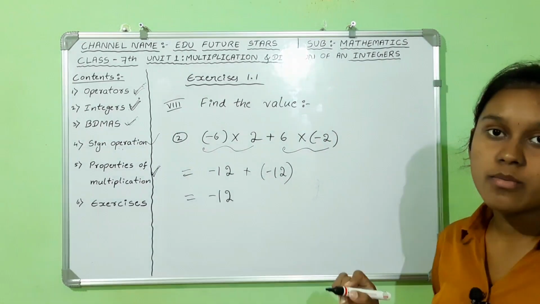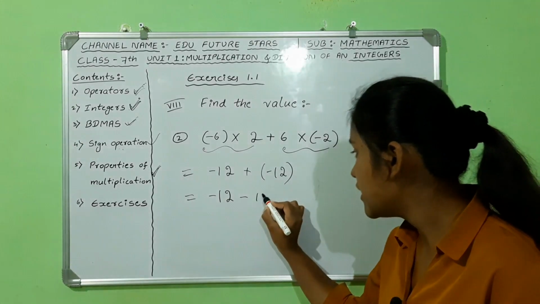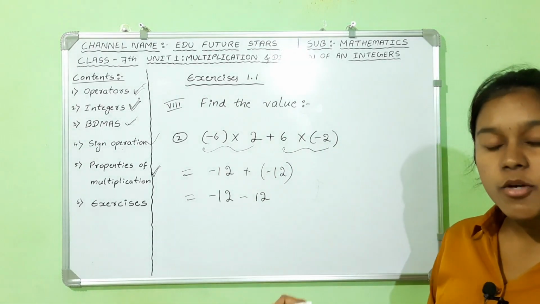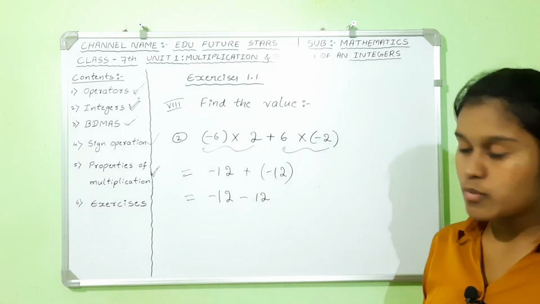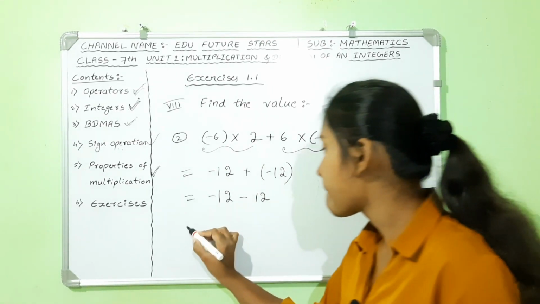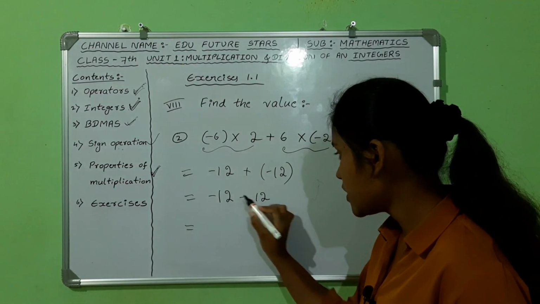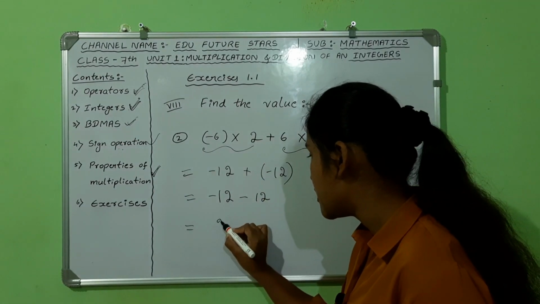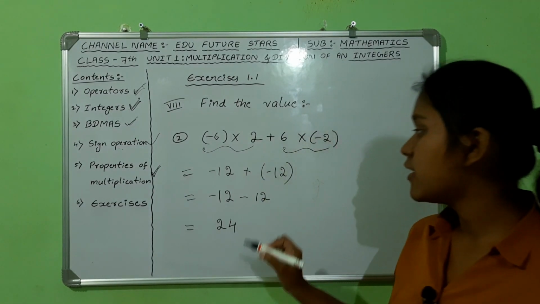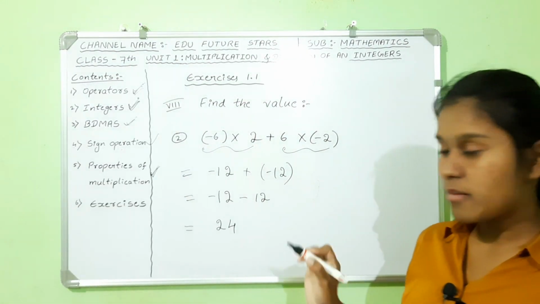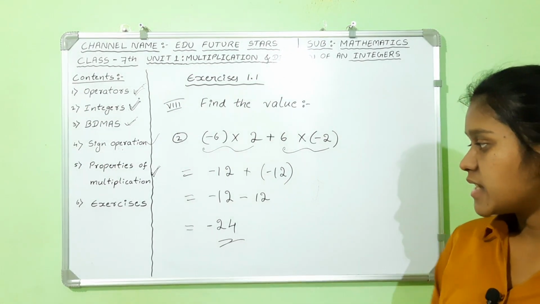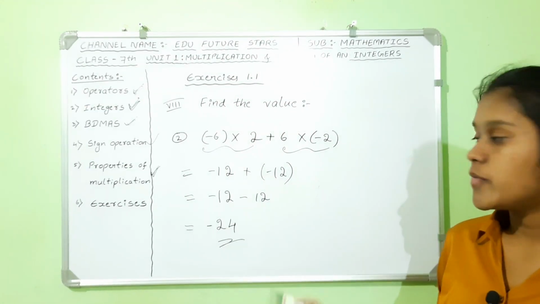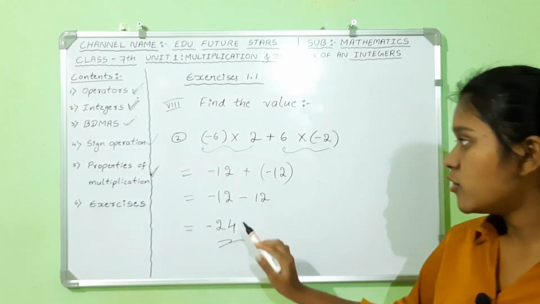Plus into negative is what? Negative, and negative 12 will come. Negative 12 and the negative 12. Negative to negative is positive, so we have to add those two things. 12 plus 12 is 24, and the sign comes negative. So the sign is negative, the answer is 24. So we got the value, which is negative 24.